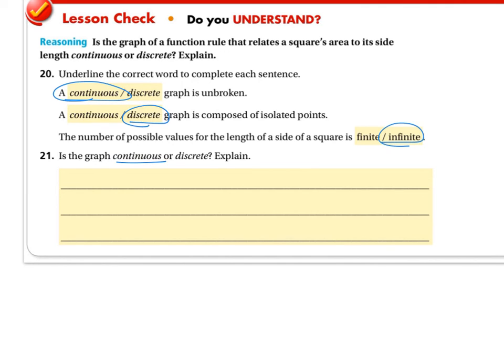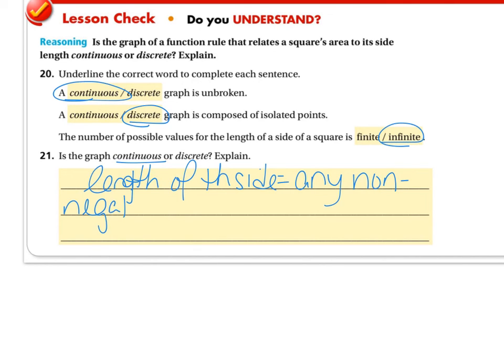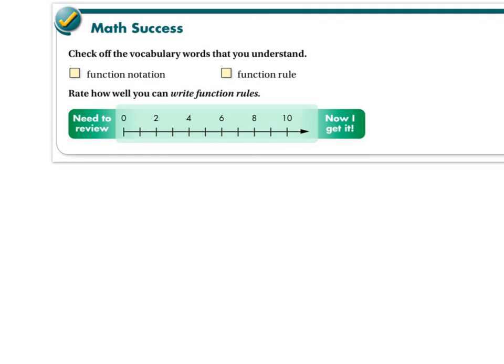And it's that way because the length of the side could be any non-negative value. And since the graph should contain all those numbers that are between the whole numbers as well as the whole numbers. Try for yourself that you understand what function notation is, what a function rule is, and then rate how well you can write function rules.